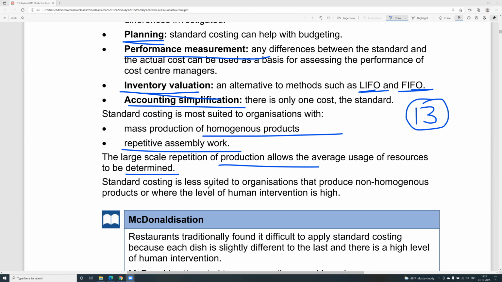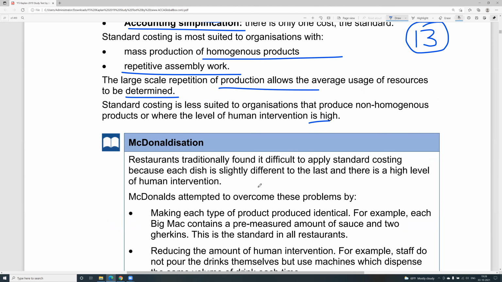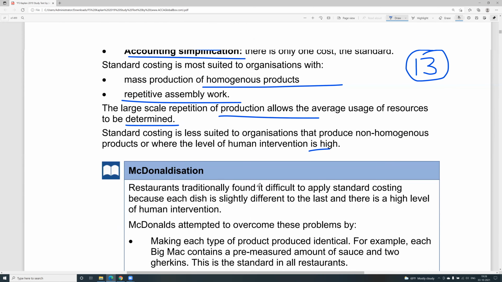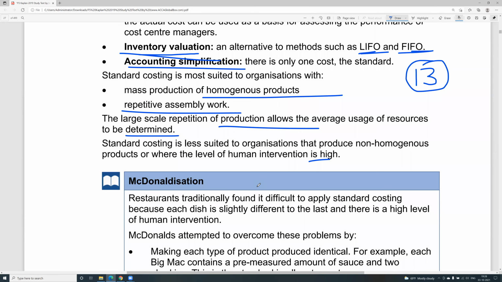Now, standard costing is less suited to organizations that produce non-homogeneous products, where the level of human intervention is high. Now understand this. We've come towards McDonaldization. Understand what this McDonaldization is. You may have watched the movie The Founder, available on Amazon and Netflix. The Founder is a movie about how McDonald's came into the market and how they standardized things. What used to happen? Let me explain that to you.